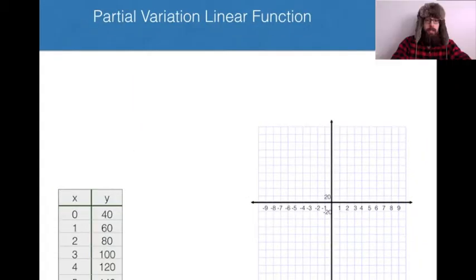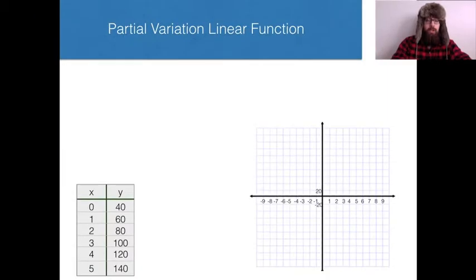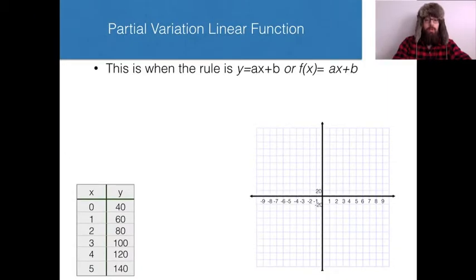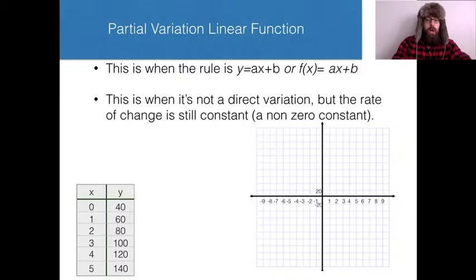All right? Now we have to do a partial linear function. So if we look at our table, we have our graph. In this case, the rule that we'll use is going to be y is equal to ax plus b, or a function of x is equal to ax plus b. So this is when it's not a direct variation, but the rate of change is still constant. So it's still going up by the same amount.